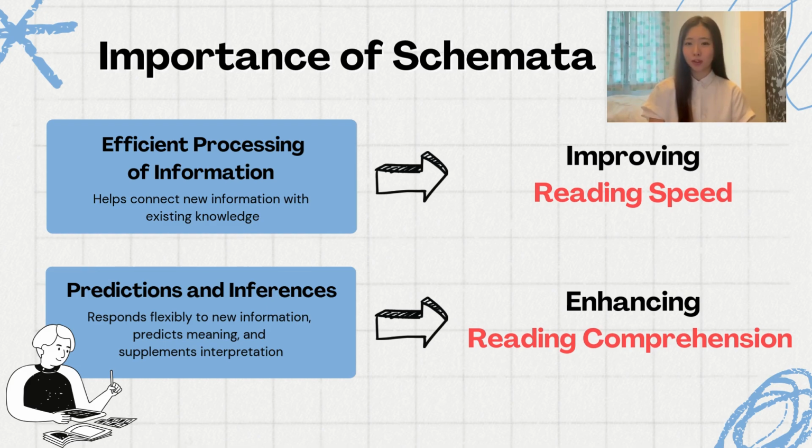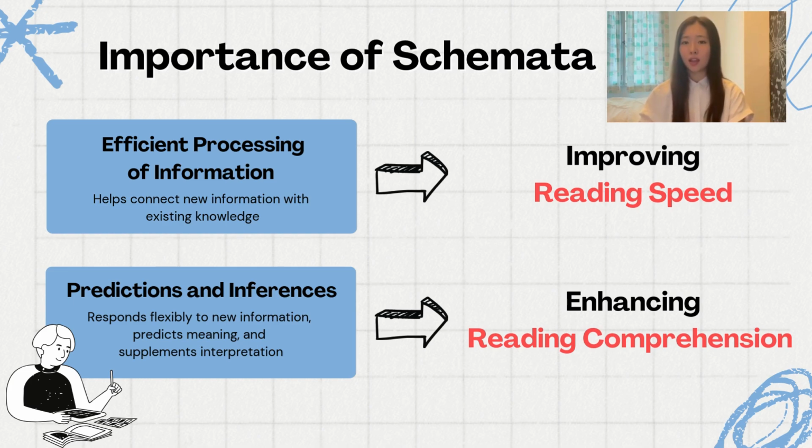Next, I'm going to talk about their importance in effective reading comprehension. First of all, schemata play a critical role in effective reading comprehension because they help readers organize and interpret information based on their existing knowledge and experiences. So, one of the importance of schemata is it helps readers connect new information with prior knowledge to process information efficiently. Then, it allows readers to predict meaning and infer new information based on existing knowledge.